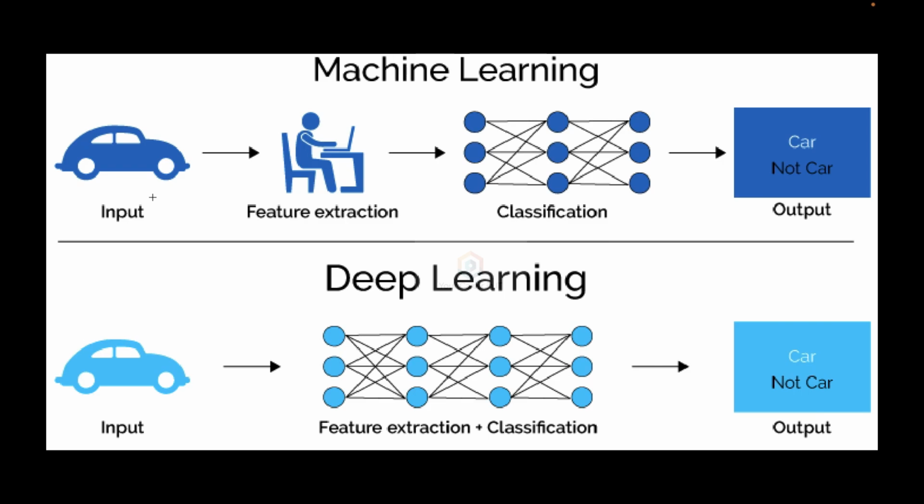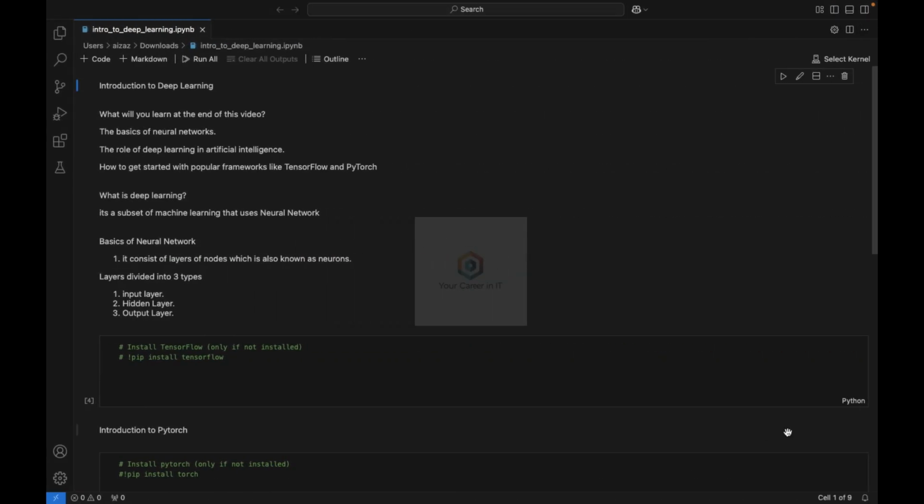In machine learning, we provide the input, feature extraction is done by humans, and then we classify, and the last one is output. But in deep learning we provide only the input. In the middle layers, feature extraction and classification are done by itself. There is minimal interaction with humans, and the last one is output. So neural networks are at the heart of deep learning, mimicking the way the human brain processes information.